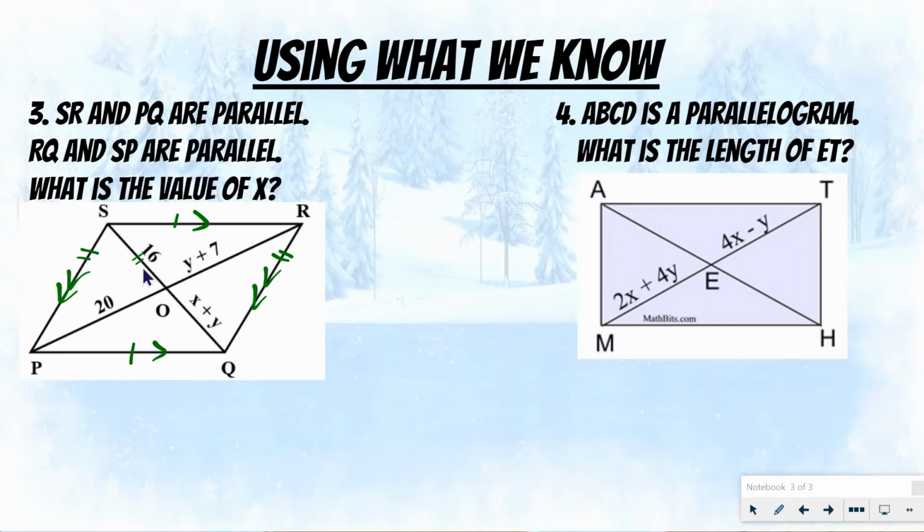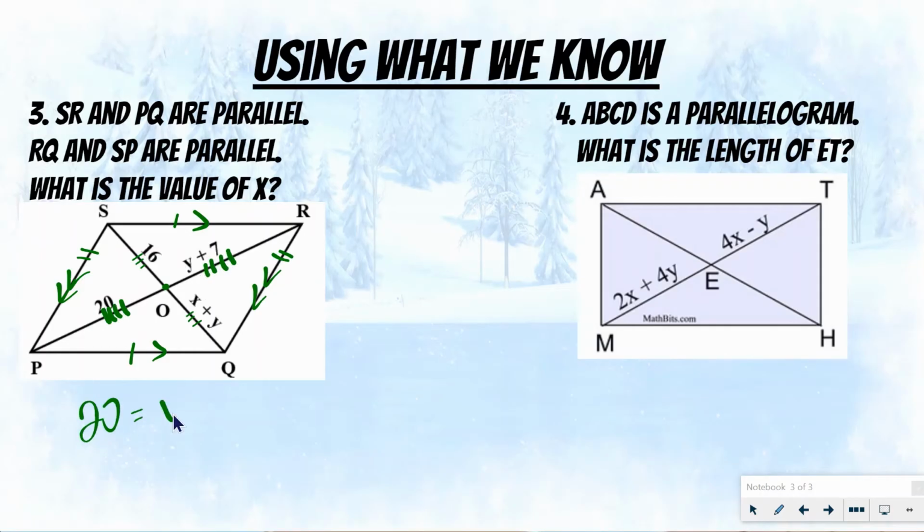So 1, 2, 3, these parts are congruent. This is split directly in half. That's the midpoint of SQ. It's also the midpoint of PR, which means that these are congruent.